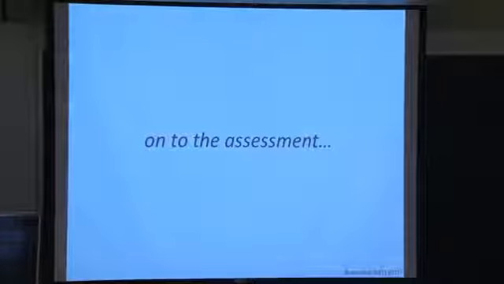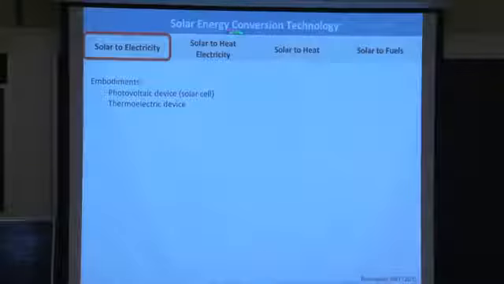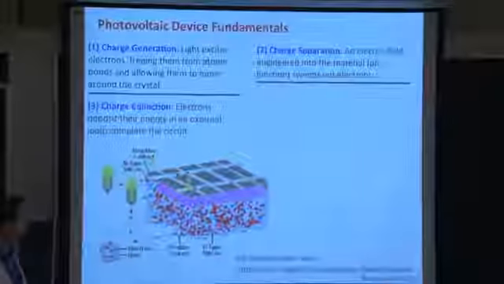So on to the assessment. Let's look at the technologies that are out there and try to bin them. Solar to electricity, there are a few embodiments. There's the photovoltaic device, these ones. There's the thermoelectric device as well, which converts solar energy into heat, really, and then heat into electricity. So maybe it should have been in the other category, but it is a device that converts solar energy into electricity.